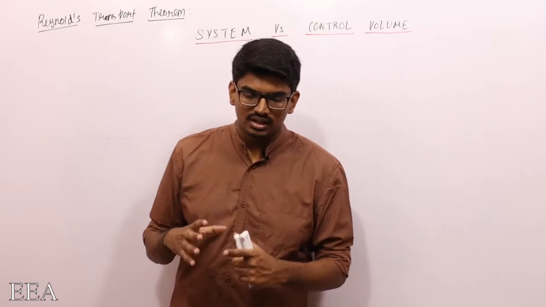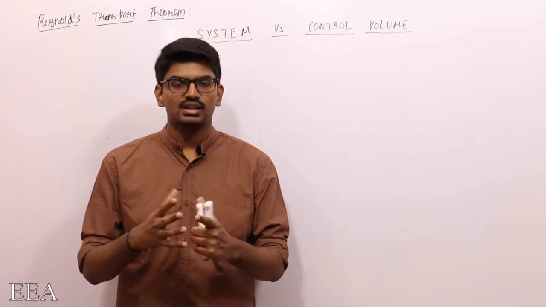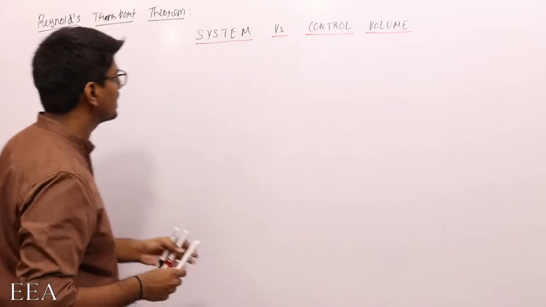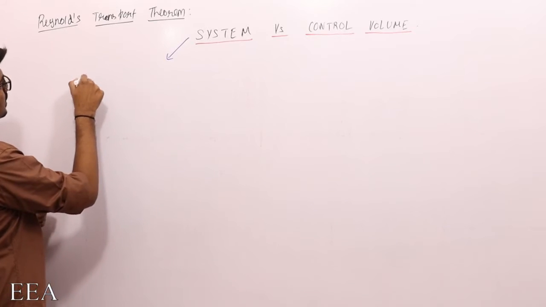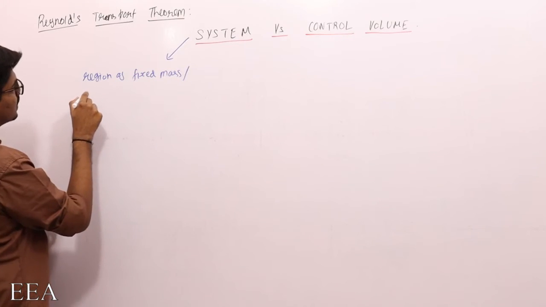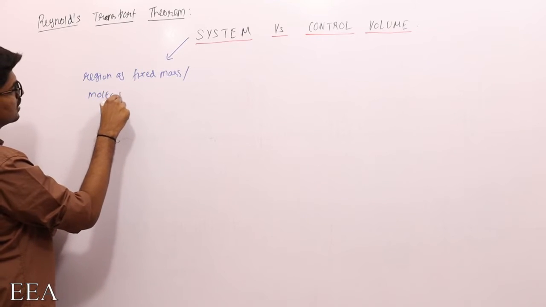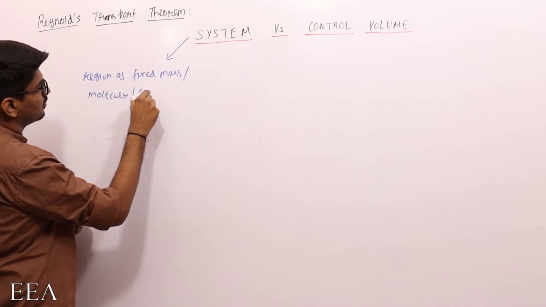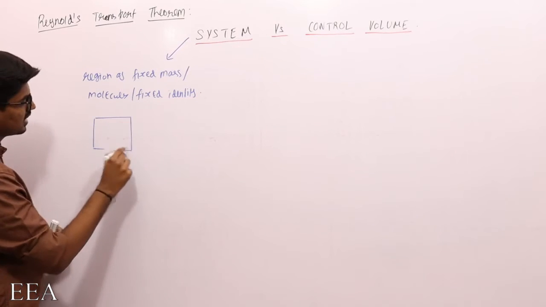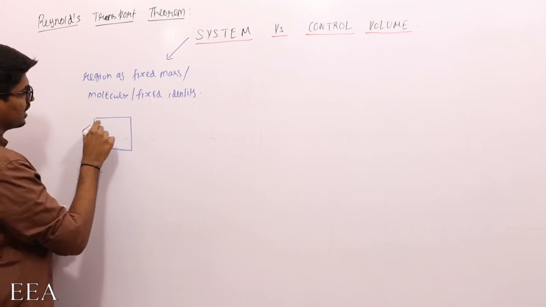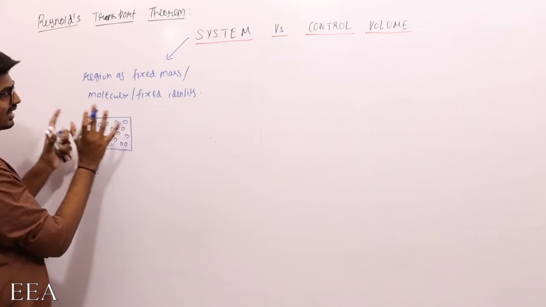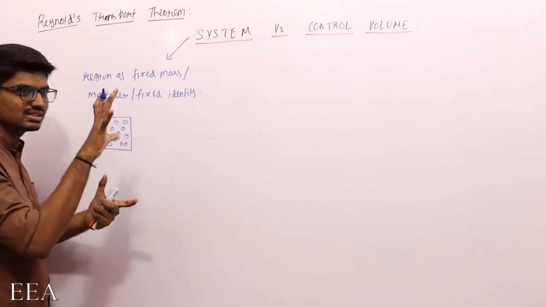Right, so first of all, what is a system? System is a region or a space, or I could say a bunch of molecules or fixed mass. We can call it in a different way: a region of fixed mass, or bunch of molecules combined together, or fixed identity. What is meant by fixed identity? If I take this as my system, it contains different molecules, right? Bunch of molecules, bunch of identities, all together considered as a system.